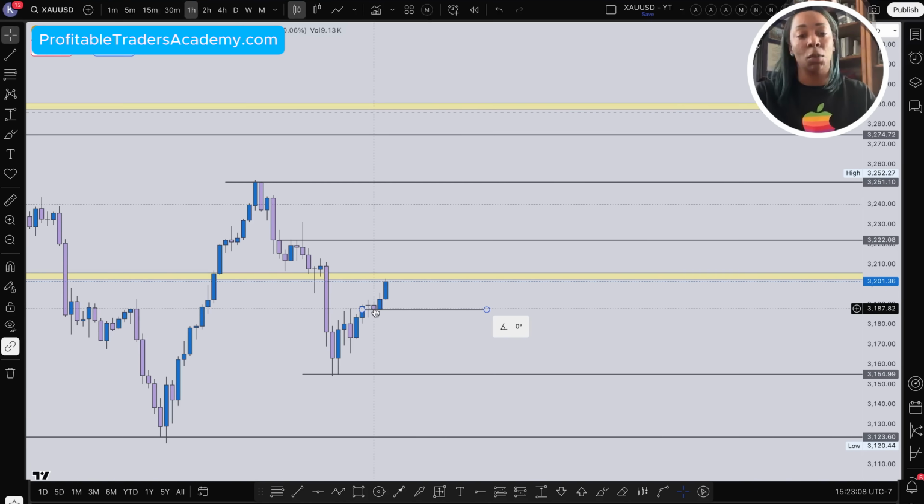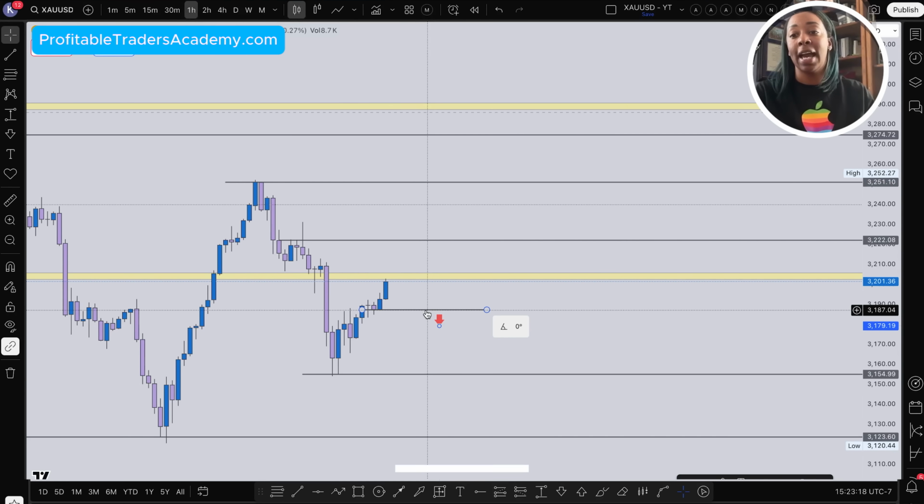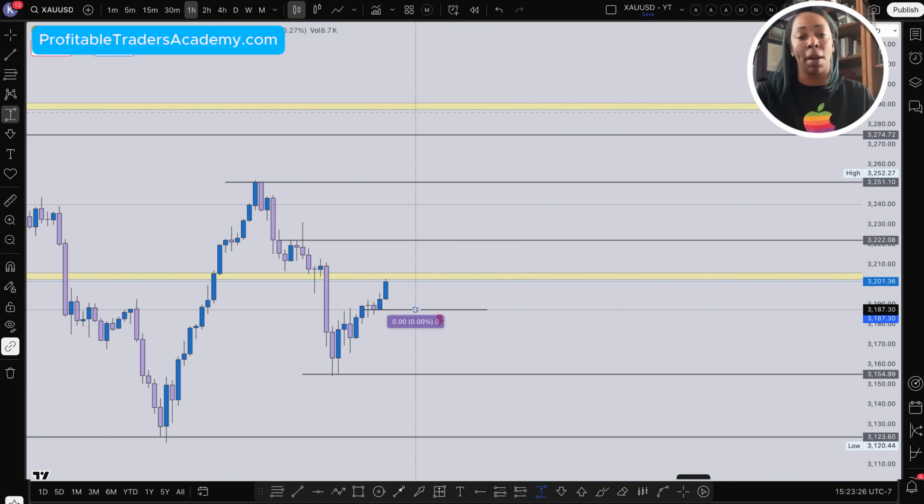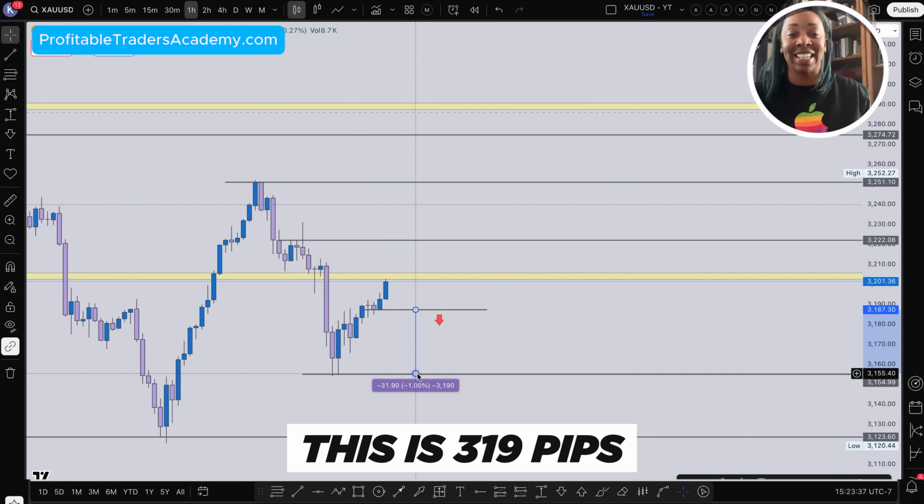But because we have a support here, what I'd be looking for is a short if price was to break and close below this support, and this support is sitting at 31.87, and we can see that we have quite a bit of range all the way down here. So my first trade idea would be the short opportunity if price came to this level and broke, and we can see that this is 319 pips inside of the market, which could be really good for our trade idea.